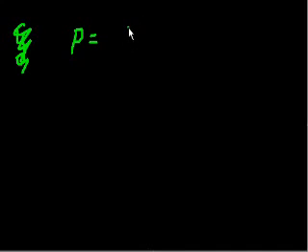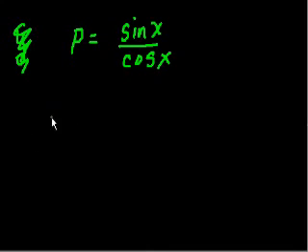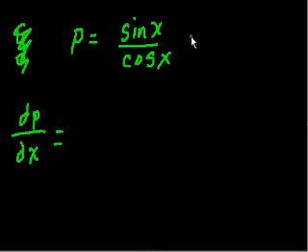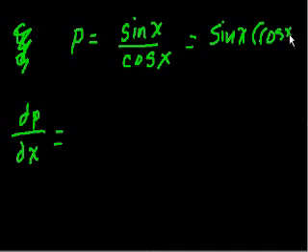I don't know, sine of x over cosine of x. Let's figure out what dp to dx is, right? The rate at which p changes with x. So once again, this is the same thing as sine of x times cosine of x to the negative 1, right? So we can just do the product and chain rules.